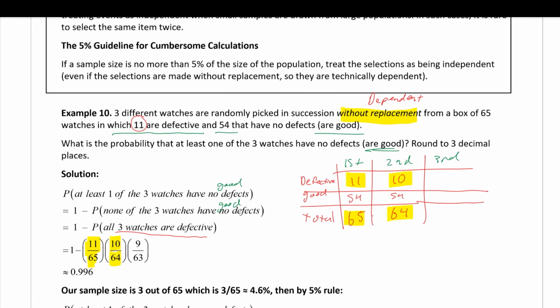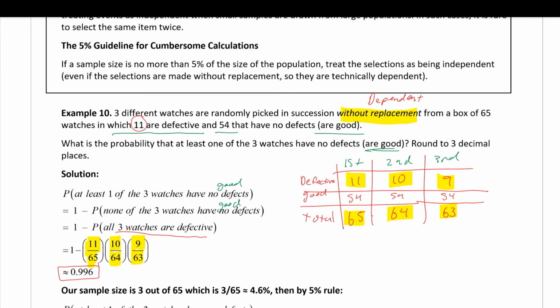And then you can see the pattern here. There's 1 less defective one, 1 less total, and there's still 54 good ones. So the probability of getting the defective one is 9 out of 63. Now these fractions really aren't that different from each other, and you'll see why. If you do the math here and multiply them all out, you can get this number. It can be kind of tedious to figure out those probabilities if they're dependent events.